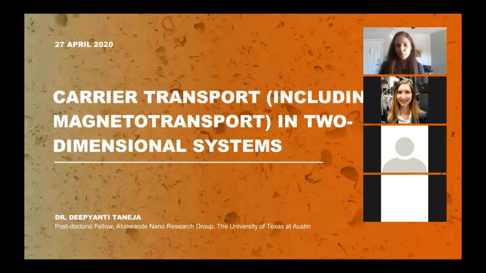They have fundamental importance, obviously. It's fundamentally important to understand what's going on in low dimensions, but from an applications point of view, it's important to understand because you can use that knowledge to improve transistor performance.